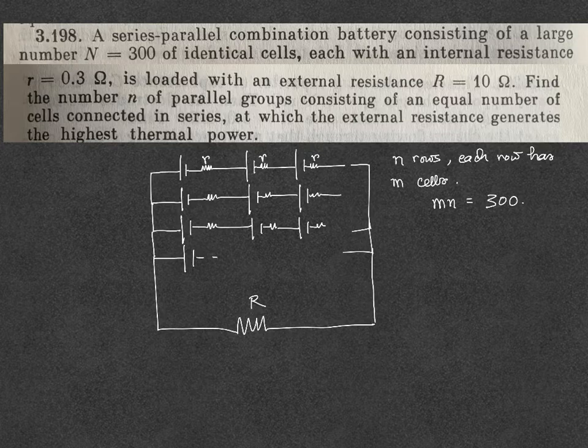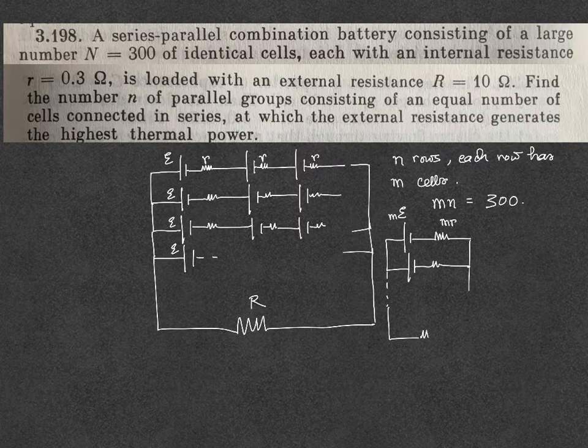So each row you can approximate to be a battery, but you can combine the battery. So each battery having EMF E. So m times E, and the internal resistance is the sum, m times r. So there will be n such rows, and then the external resistance R. So again you can combine.